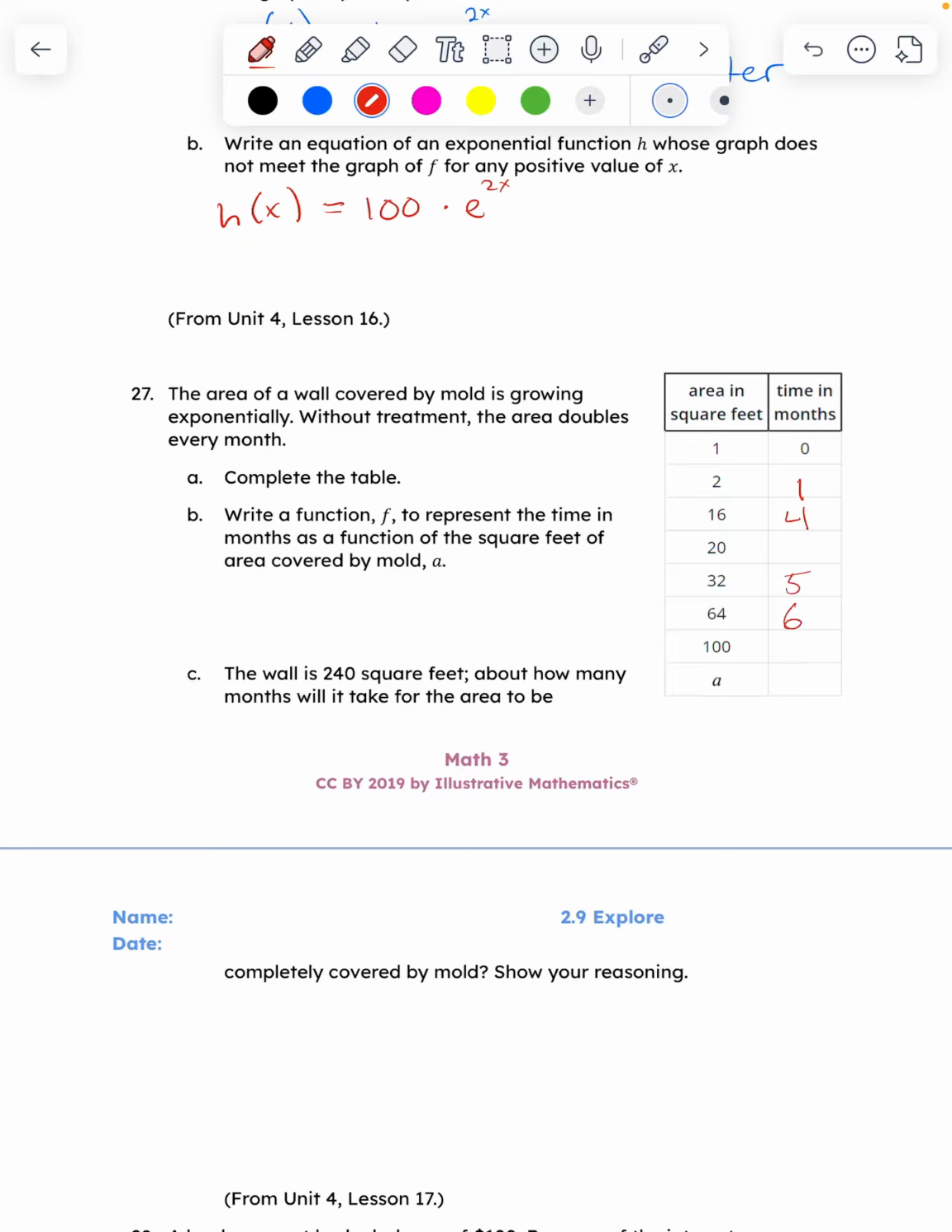And my others are a little harder to see because they're not powers of 2. But I know that my area in square feet, my exponential function, is going to do something like 2.